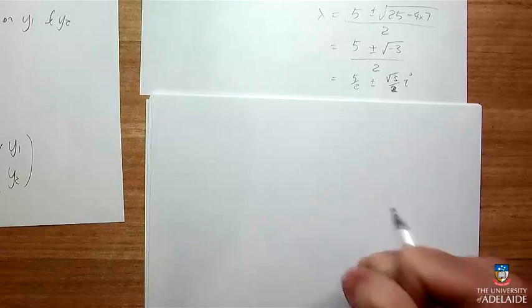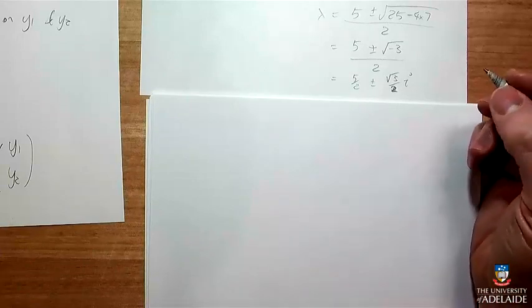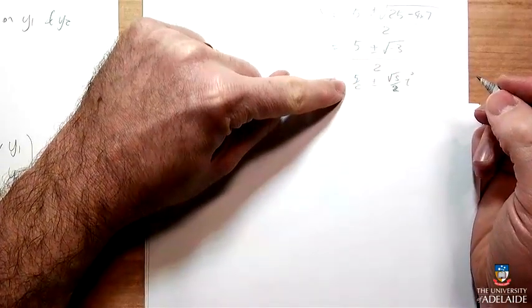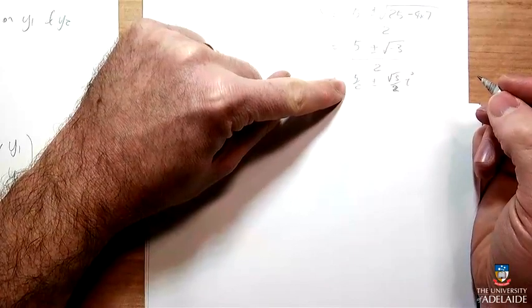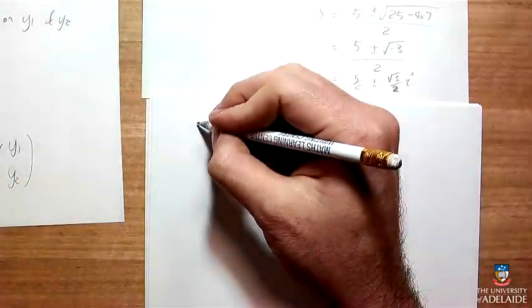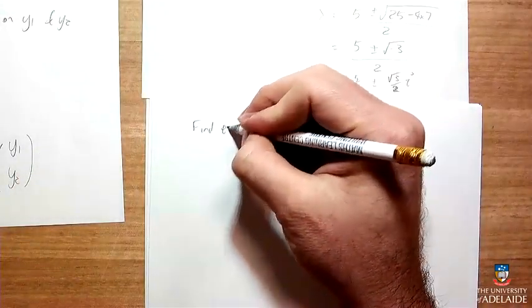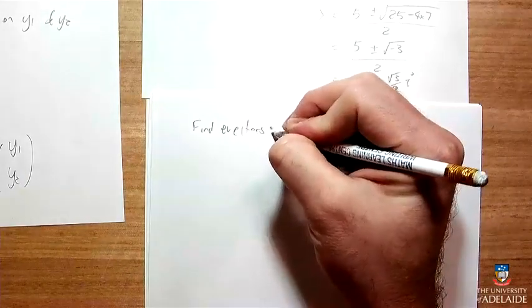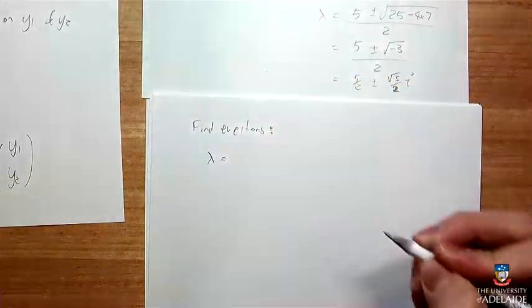So, okay, so I've got these two eigenvalues, and to figure out an eigenvector, what am I going to have to do?